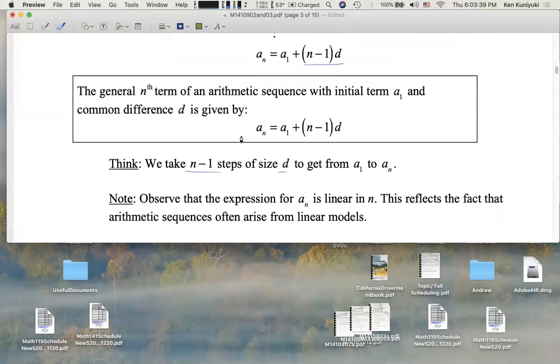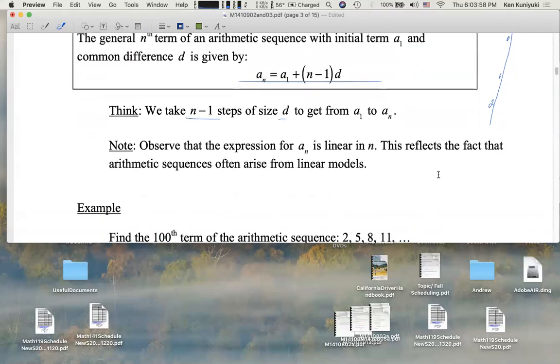Oh, and this is a discretization of a linear function. It's basically linear. This is linear in n. Remember, these are numbers. A sub 1 is a number, d is a number. This ends up being linear in n. So an arithmetic sequence will always correspond to dots on a straight line. Pretend that's a straight line.